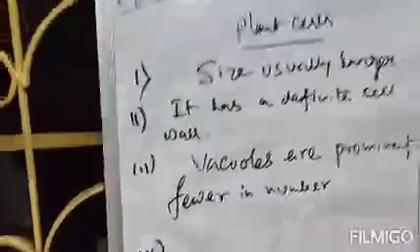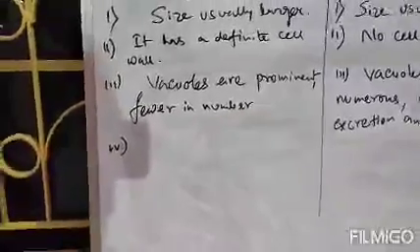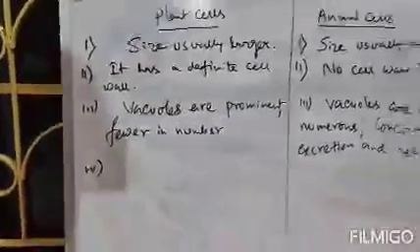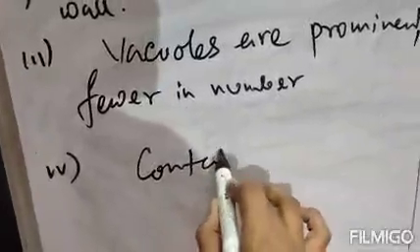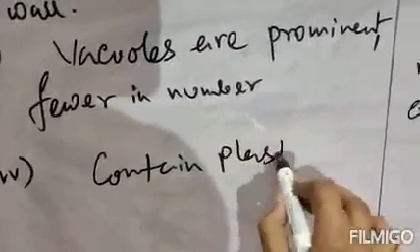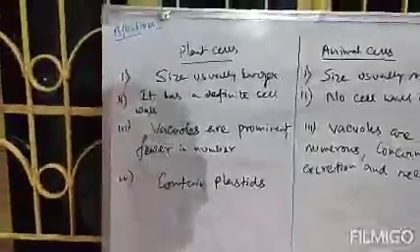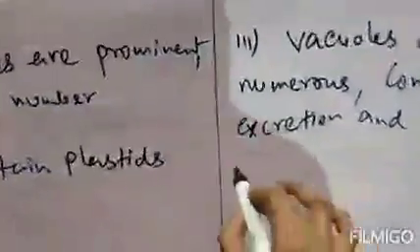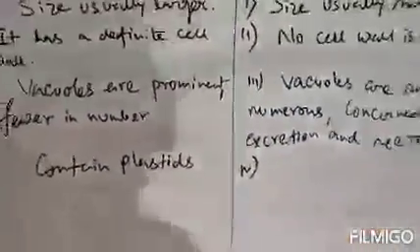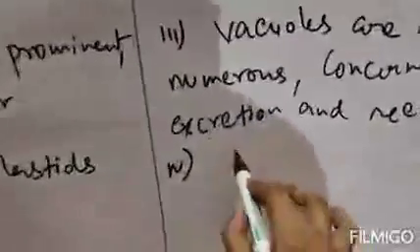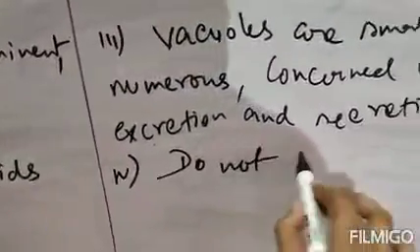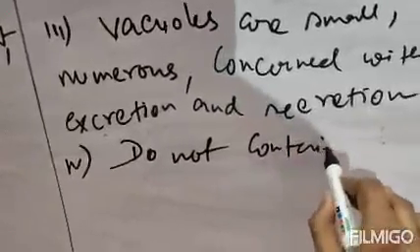Clear? Last difference, that is number four, is that plant cells contain plastids. The plastid is a cell organelle that is present in plant cells, but in animal cells, plastid is absent. That is, it does not contain plastids.